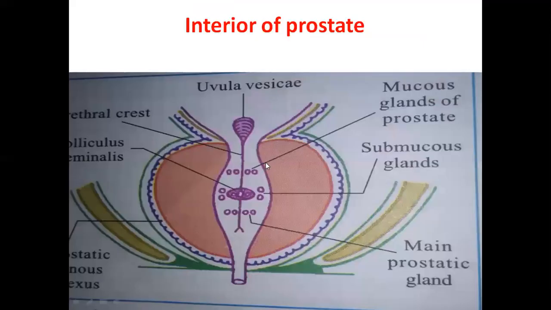Now this is the interior of the prostate, seen from Datta's anatomy. The median lobe elevation, which we see in the urinary bladder, forms the uvula vesicae. The midline elevation is the urethral crest. This whole rounded elevation is the colliculus seminalis. Here you have the ejaculatory duct openings, and these are all the prostatic gland openings.